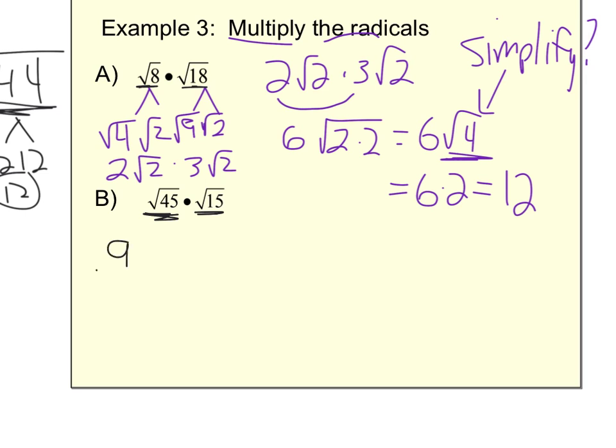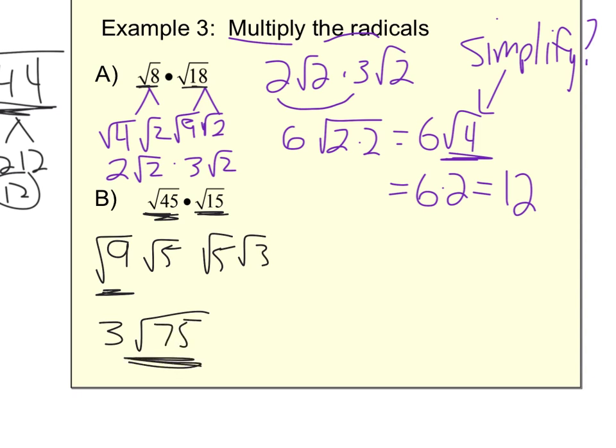45, I like 9 and 5. 15 becomes 5 and 3, but that doesn't really help me. Square root of 9 becomes 3. This becomes 5 times 5 times 3, which is 75. But I can simplify that. I can keep going with that, and I'll do that over here.